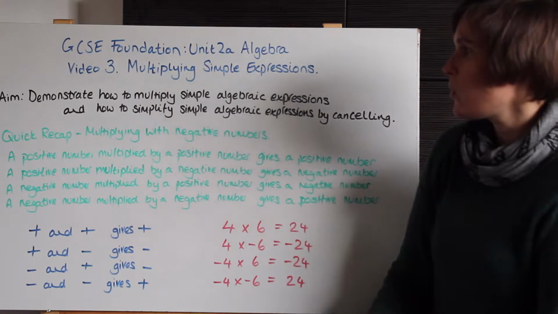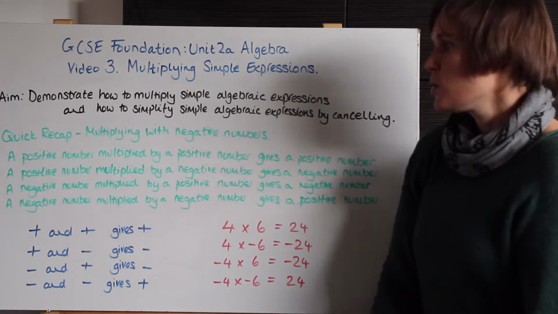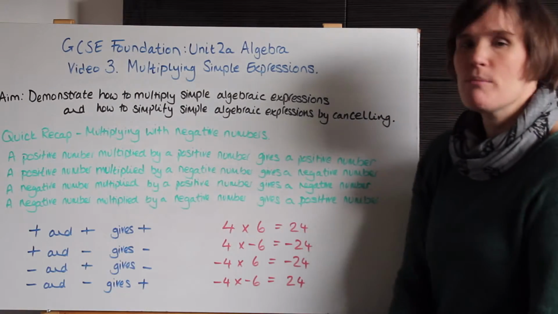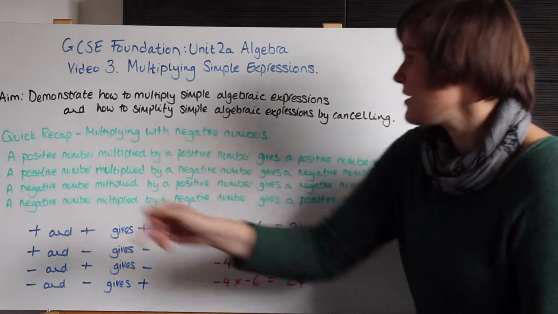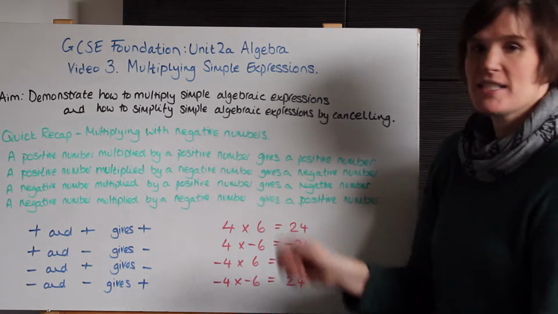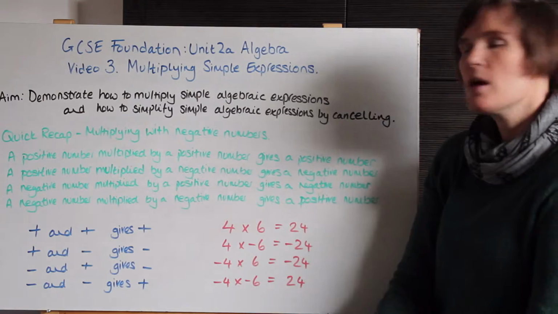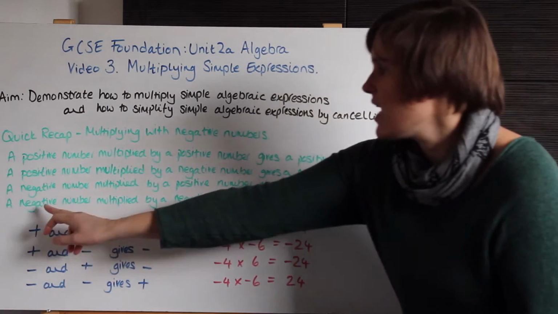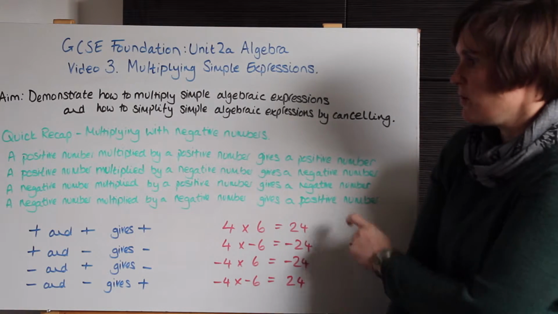We're going to start with a quick recap on multiplying negative numbers. So, if you multiply a positive number by a positive number, you get a positive number. You multiply a positive number by a negative number, the result will be a negative number. A negative number by a positive number will also give a negative number. And finally, a negative number by a negative number gives a positive number.